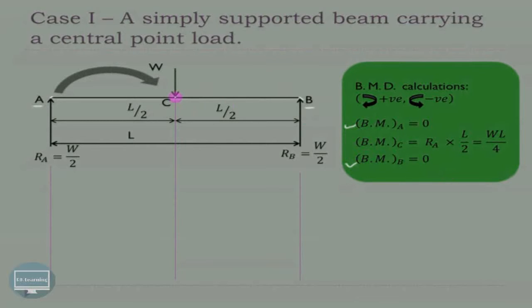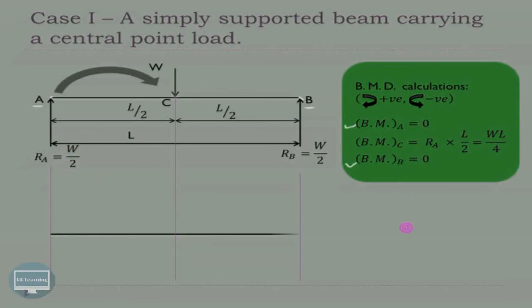Now we have to calculate the bending moment at point C. Consider all the forces which are acting on the left hand side of C. There is only one force acting on the left hand side, that is RA, and its magnitude is W upon 2, and it will produce a clockwise moment as shown by this arrow, and clockwise moments are considered as positive. From A to C the perpendicular distance is L by 2. So bending moment at C is nothing but RA multiplied by this L by 2 distance. Substitute the value of RA, which is W by 2. So it is W by 2 into L by 2, and the answer is WL by 4.